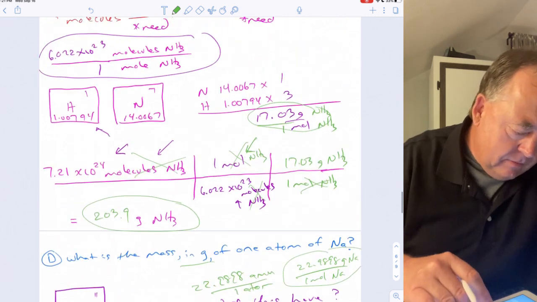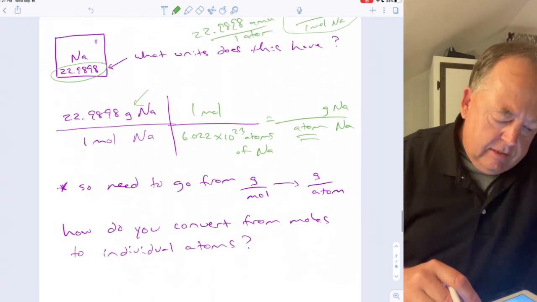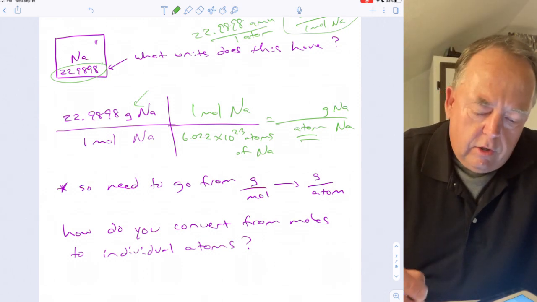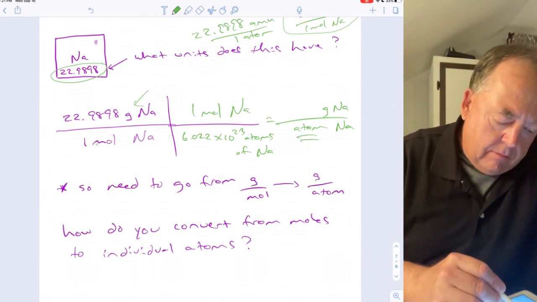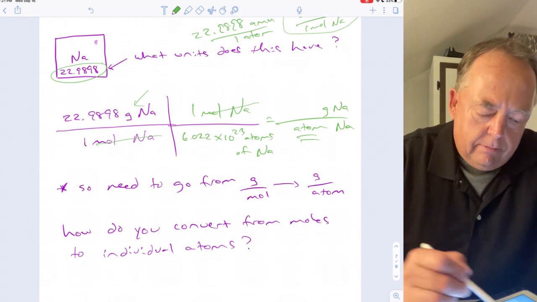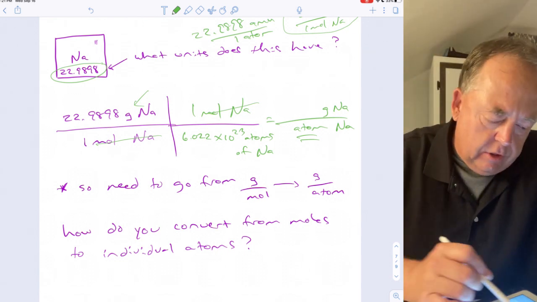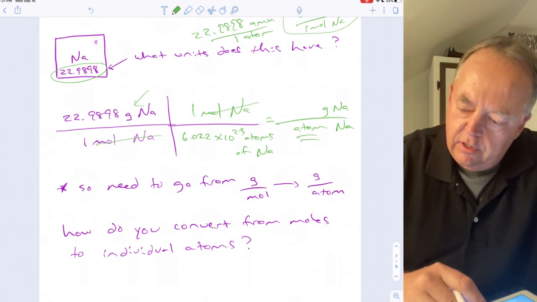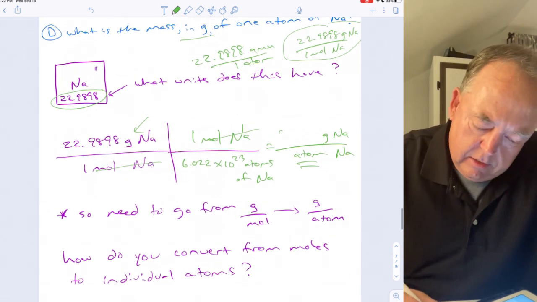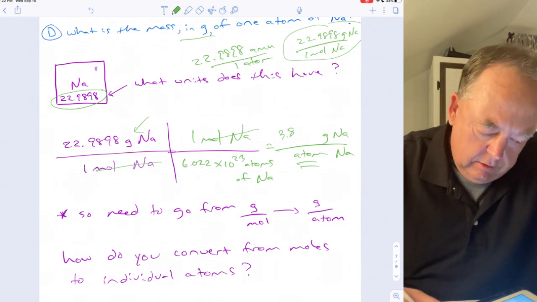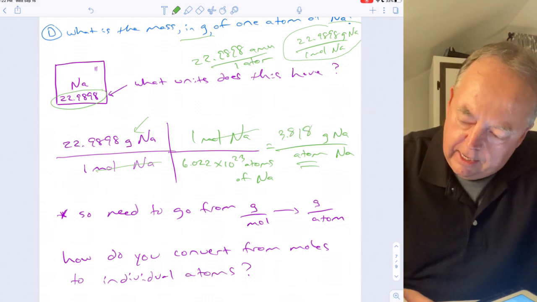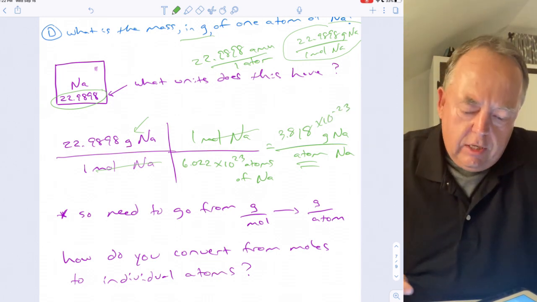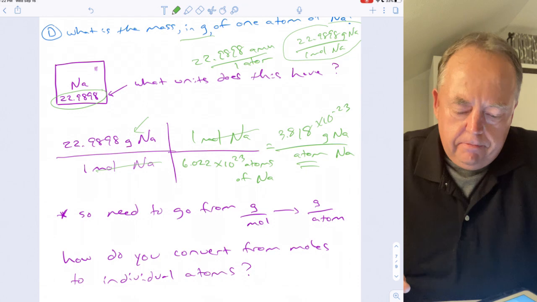I'm stuck on this problem number 3. So 1 mole of sodium is 6.022 times 10 to the 23rd atoms of sodium. So now moles of sodium cancel, and now we have grams per atom, which is what we wanted. So you take 22.9898 and divide it by 6.022 times 10 to the 23rd, and you should get 3.818 times 10 to the minus 23 grams of sodium per every 1 atom of sodium.